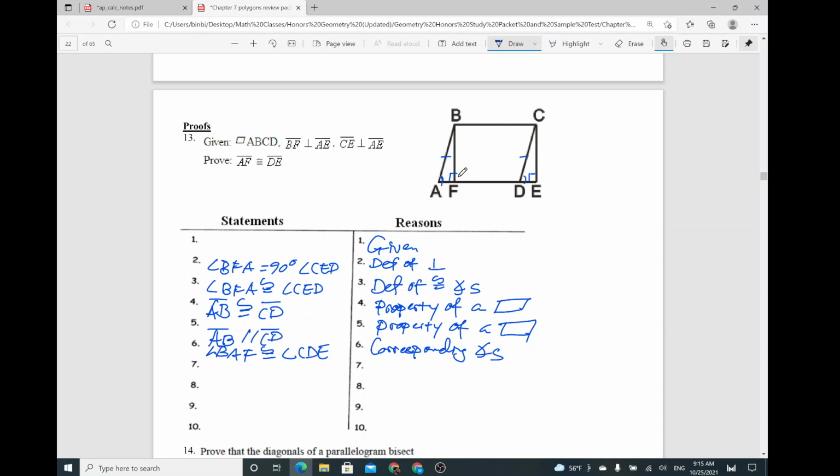So now, one thing we notice is that triangle BAF is congruent to triangle CDE by using angle-side-angle right here. I mean, you can use hypotenuse and leg, but the thing is we're not quite sure about the leg. Therefore, segment AF is congruent to segment DE by using CPCTC. Okay?